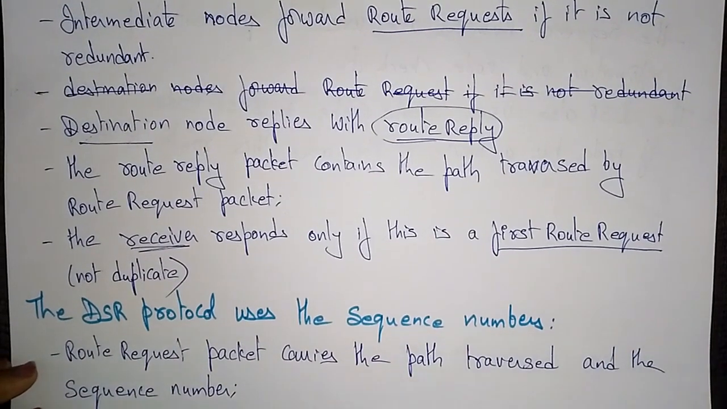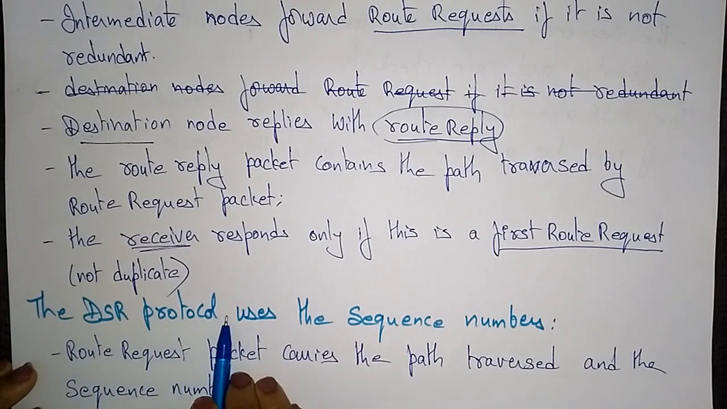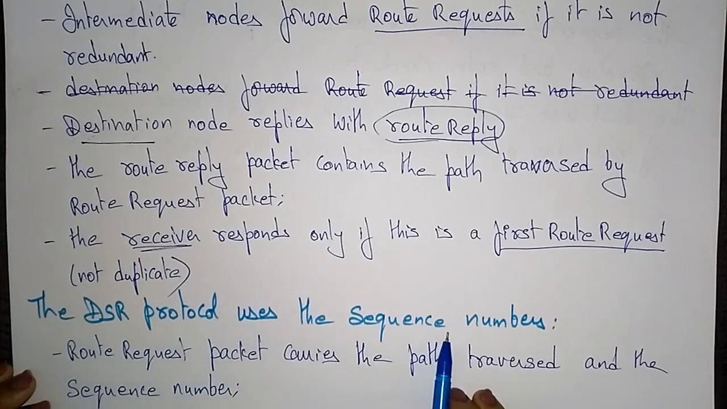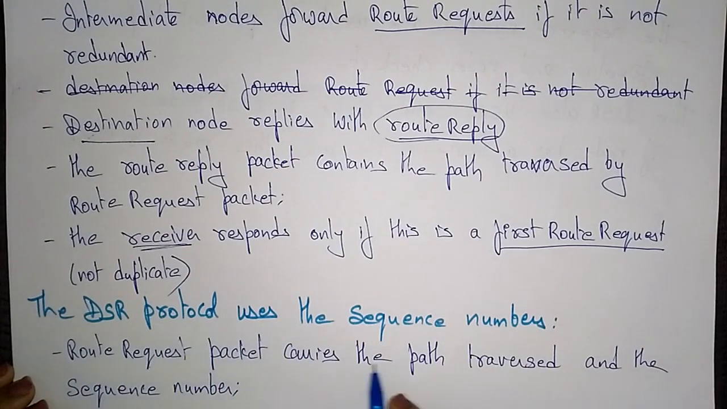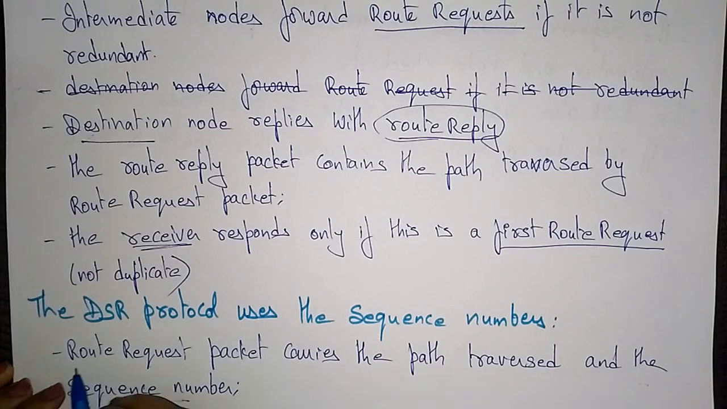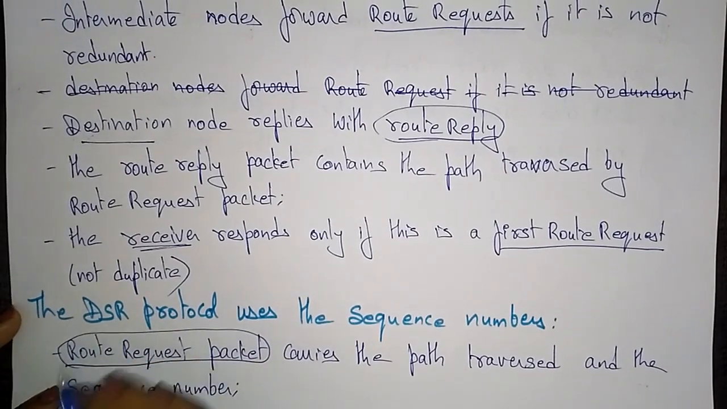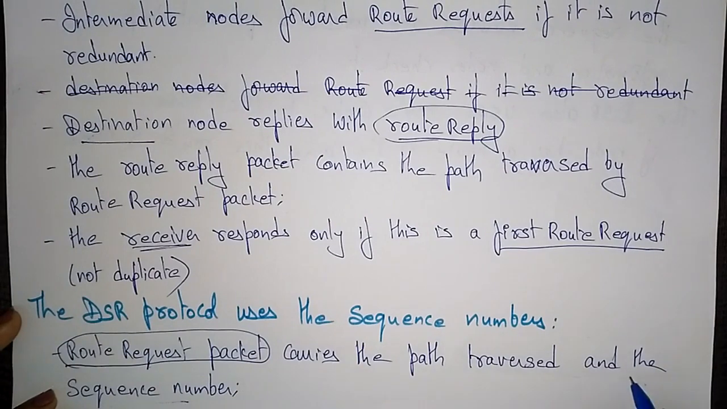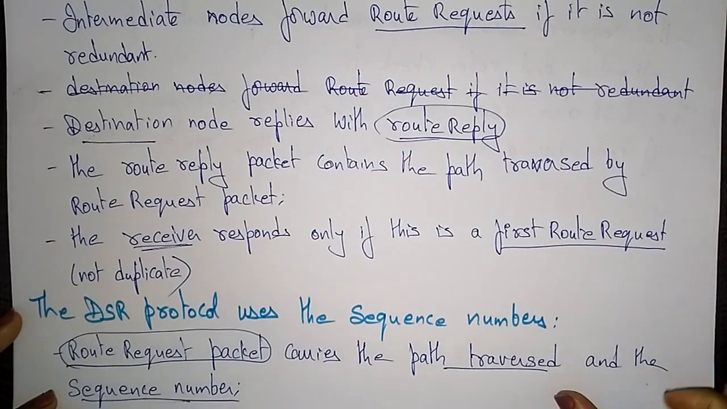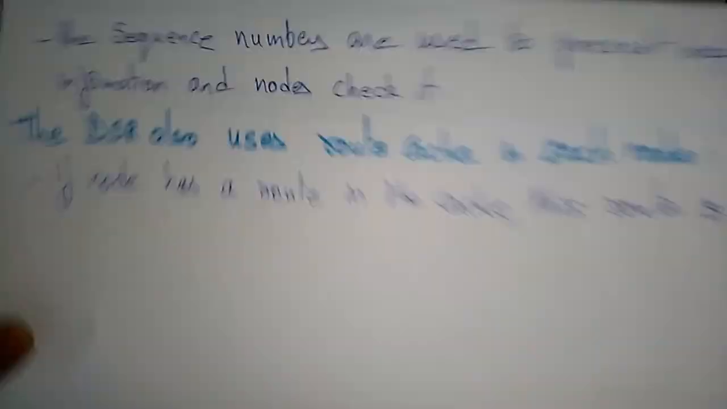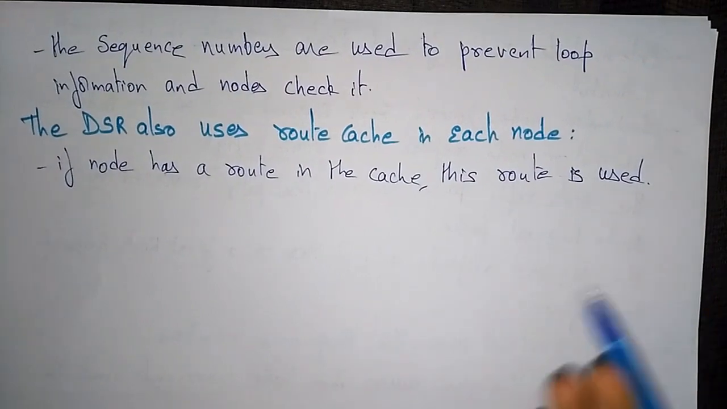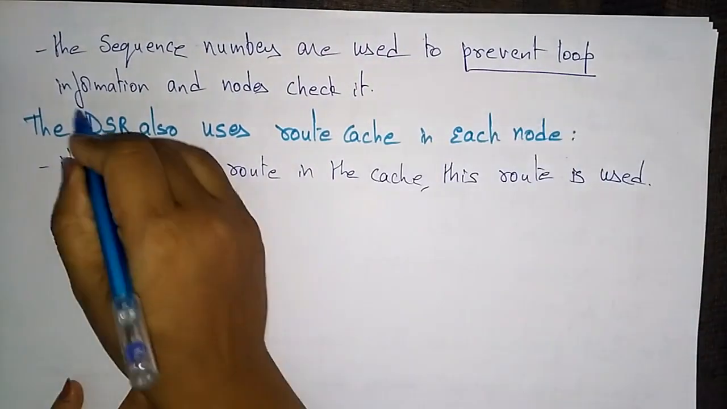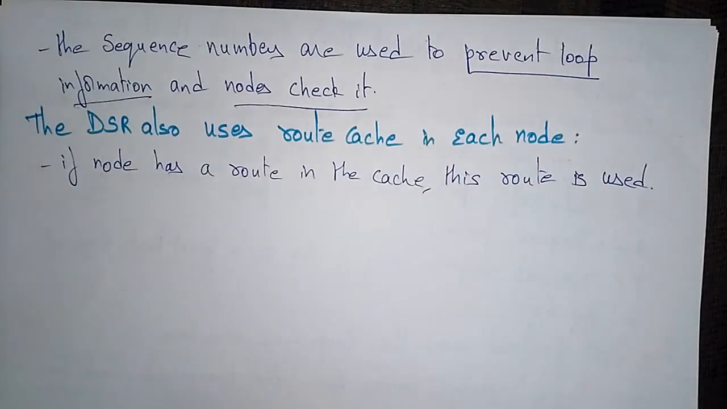Now let's see. The DSR protocol, the dynamic source routing protocol, uses a sequence number: first, second, third, like that. The route request packet carries the path traversed and the sequence number. Whatever route request is coming from the source carries the path traversed along with the sequence number. The sequence numbers are used to prevent loop formation, and nodes check it. So why are we using the sequence number? To prevent loops and to avoid redundant data.